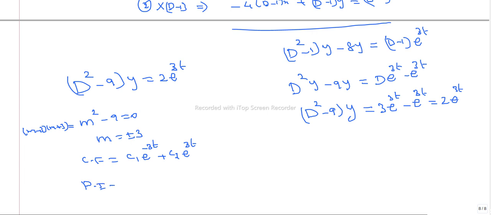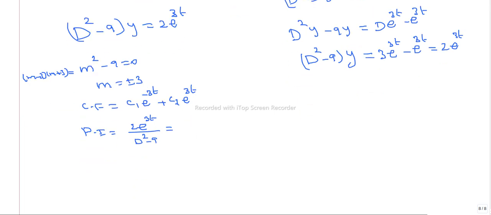The particular integral is 2 times e power 3t divided by the operator D square minus 9. So you have to substitute D equal to 3. If we substitute D equal to 3, we get 0. Therefore what we have to do is take x and then differentiate the denominator, so we have 2D into e power 3t. So that is the method, right?